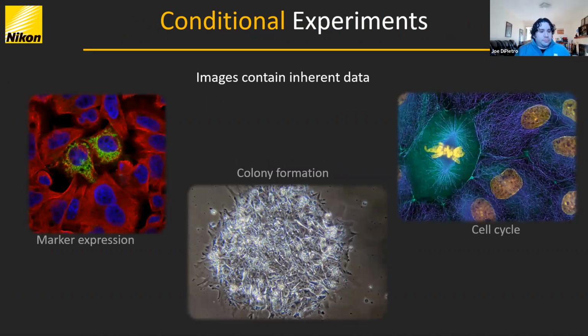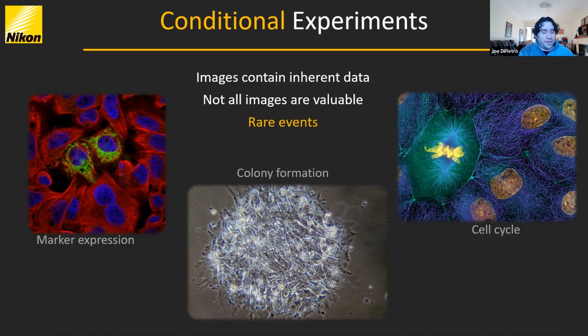For example, images have data in them, right? Whether it's a marker, the part of the cell cycle that a cell is in, or how big of a colony has been formed. But you'll notice as you start using microscopes more and doing more experiments, a lot of the images you take maybe aren't as valuable as others, right? Or some of the stuff in images isn't as valuable as others.